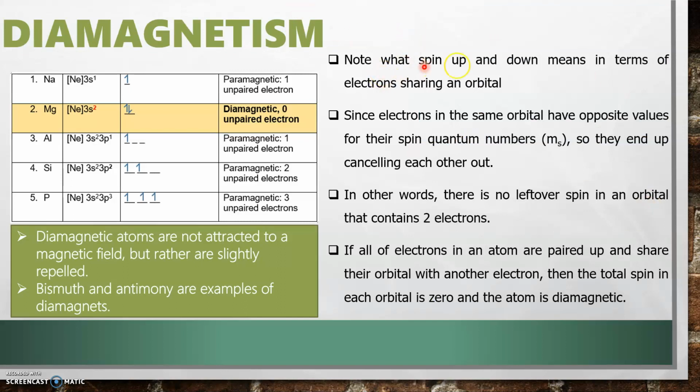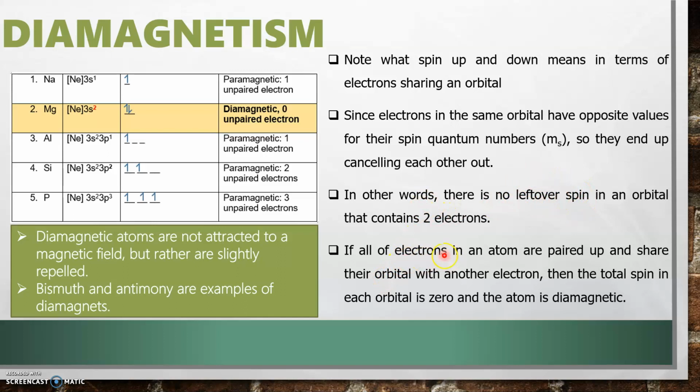So note what spin up and spin down means in terms of electron sharing in an orbital. When the electrons in the same orbital have opposite values for their spin quantum numbers, they cancel each other out, because one has plus half and the other has minus half, and there is no leftover spin in that orbital.